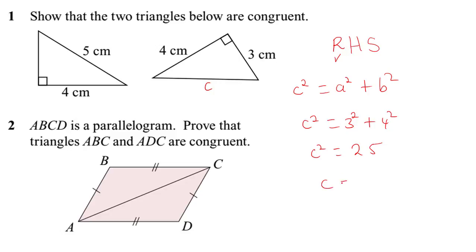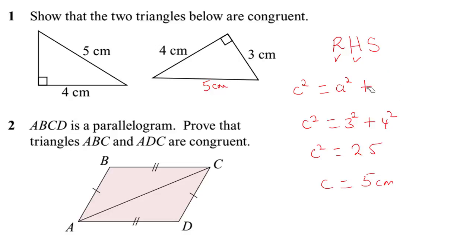And to find C, use square root. So square root of 25 is going to be 5 centimeters. So this C here, which is the hypotenuse, is basically 5 centimeters. Okay. That's what's in there. So we can see that the hypotenuse, which is the longest side, which is the side opposite the right angle, is the same as that hypotenuse there, which is the longest side and is opposite the right angle, right? So hypotenuse has been met.